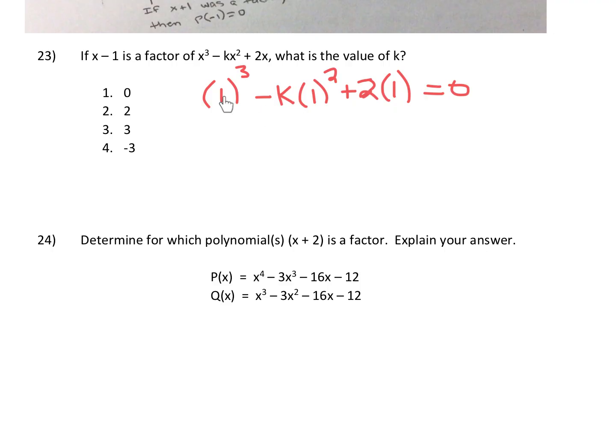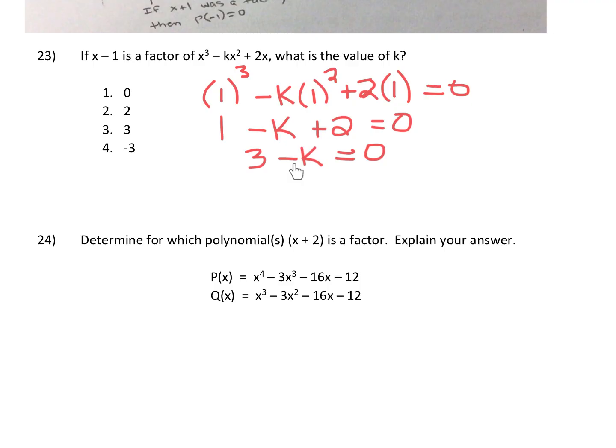So we know that 1 cubed, 1 times 1 times 1, is equal to 1. We know that 1 squared is equal to 1, so this is negative k times 1, which is just negative k. And then 2 times 1 is 2, so plus 2 equals 0. Now if we combine our like terms, 1 plus 2 is 3. So we have 3, then I'll bring down the minus k, equals 0.